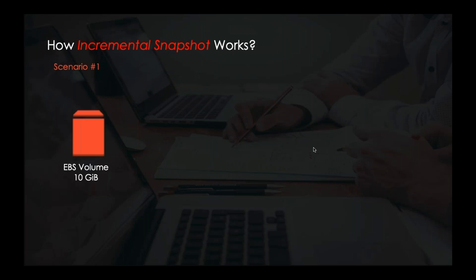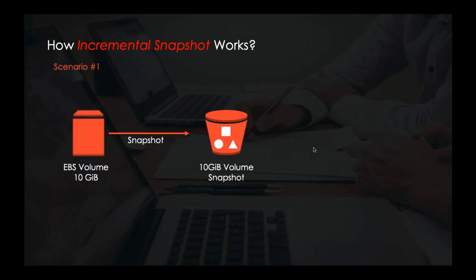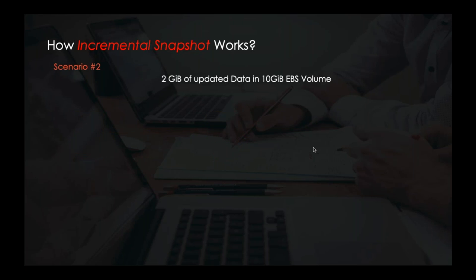You have 10 GB of your data, all right? You have 10 GB of volume, and for all this 10 GB of data, you have taken a snapshot. Now, snapshots are generally stored on S3. So this 10 GB of data is now stored in the S3 bucket. That is a general scenario. Now, let's say tomorrow you modify certain data in your EBS volume. Let's say scenario 2: 2 GB of data is updated from the existing 10 GB of your data. So out of this 10 GB volume, 2 GB is now updated data.